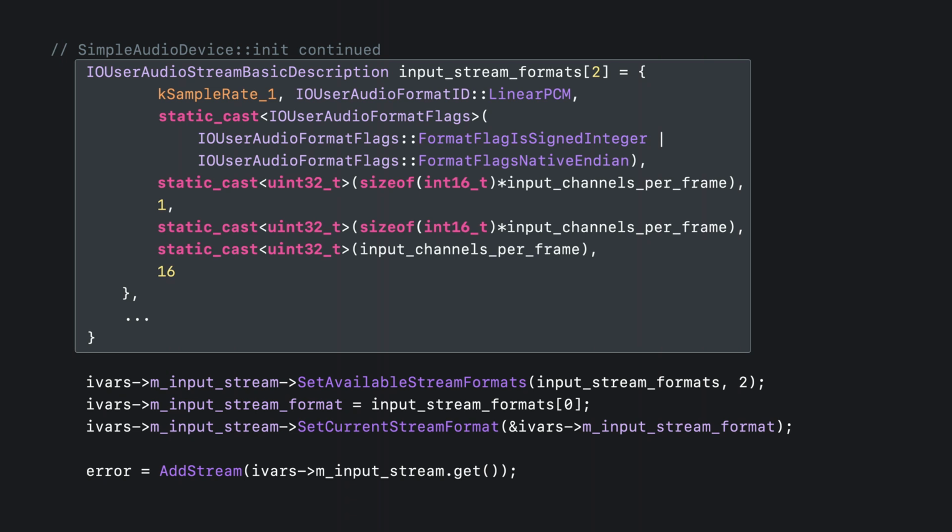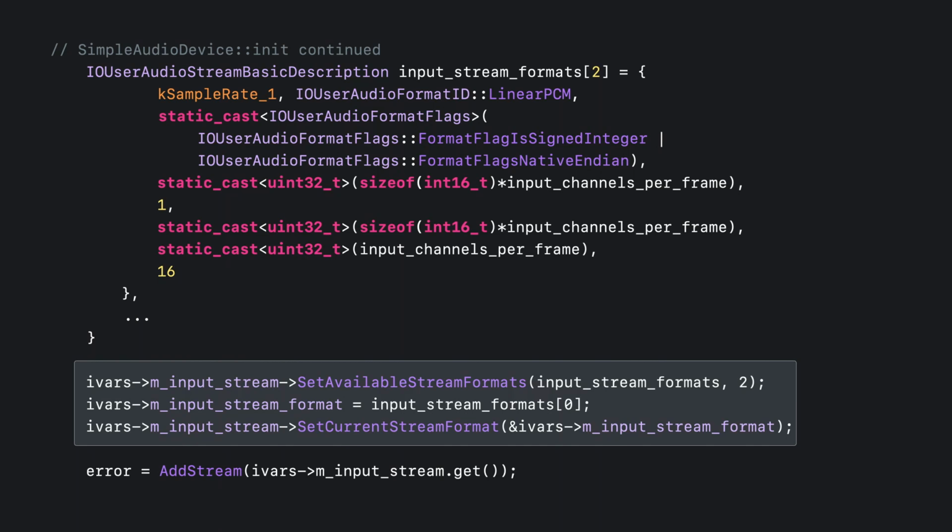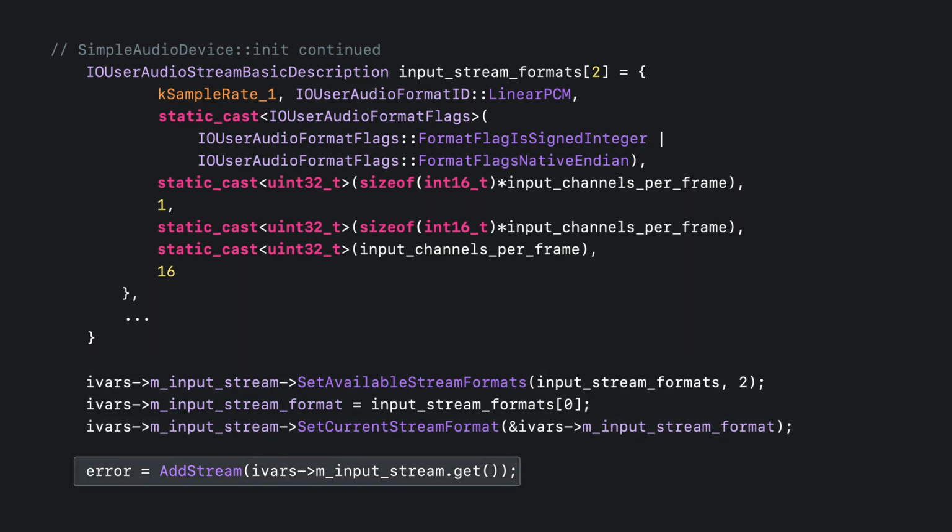The stream formats are defined by creating a format list of I/O user audio stream basic descriptions. Specify the sample rate, format ID, and the other required format properties. Set the available formats by passing in the stream format list declared above, and then set the current format of the stream. Finally, add the configured stream to the device by calling add stream.